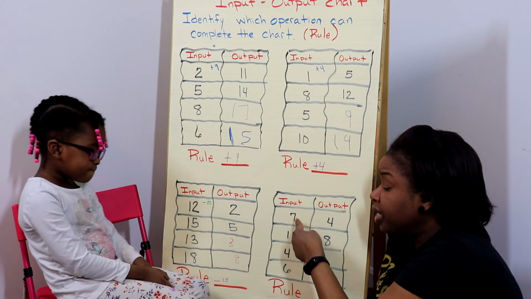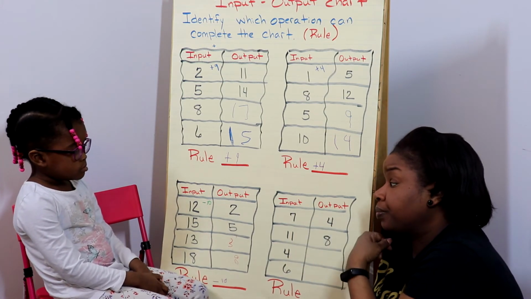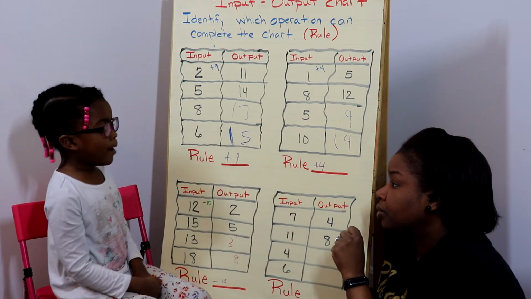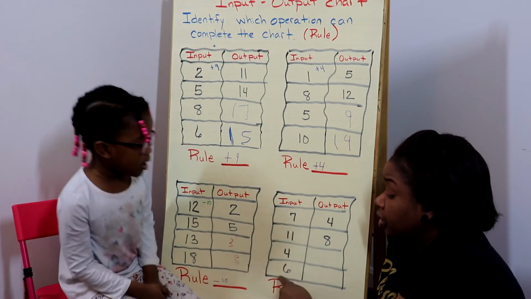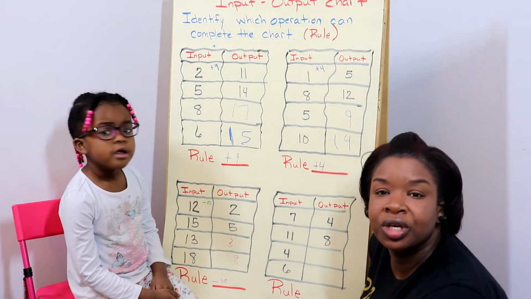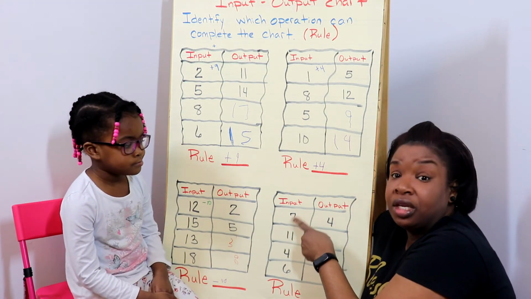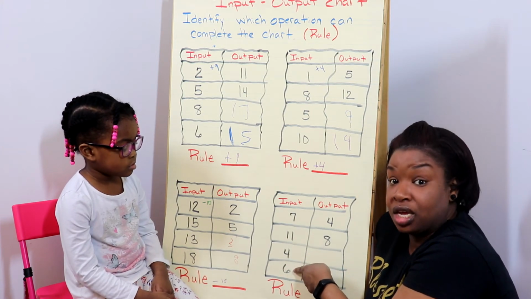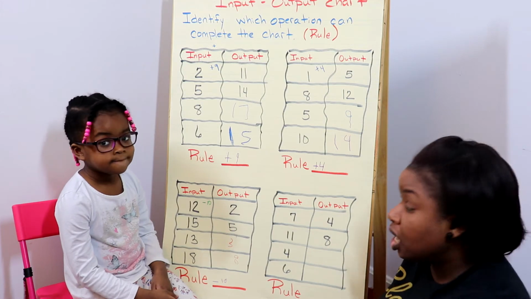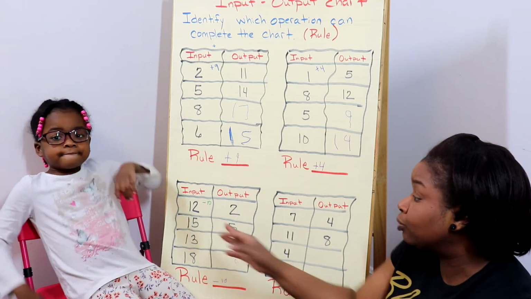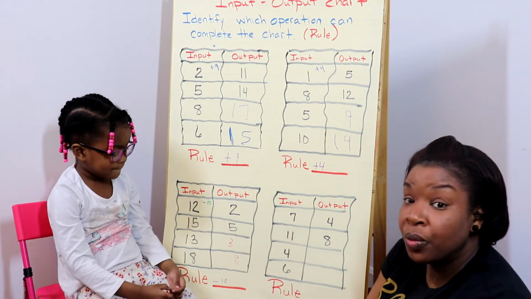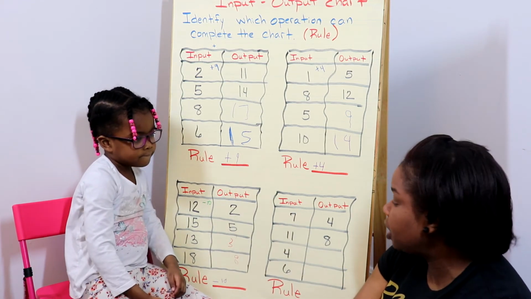Okay, so are the larger numbers in the input side or the output side? Input. So all the larger numbers are on the input side. We have 7, 11, 4, and 6 here, and on our output side 4 and 8. So we're doing subtraction again because the larger numbers are on this side. Now we need to find out what the rule is going to be.